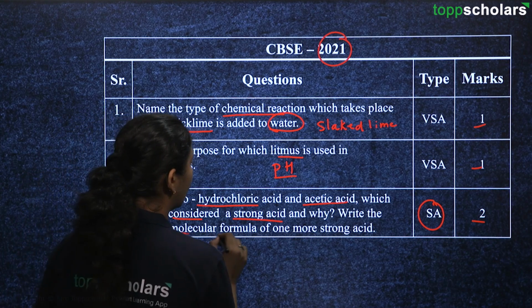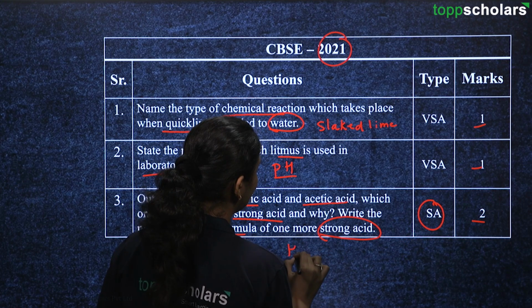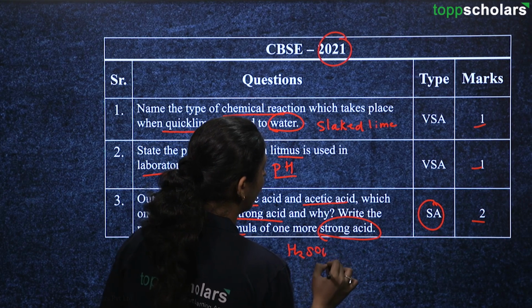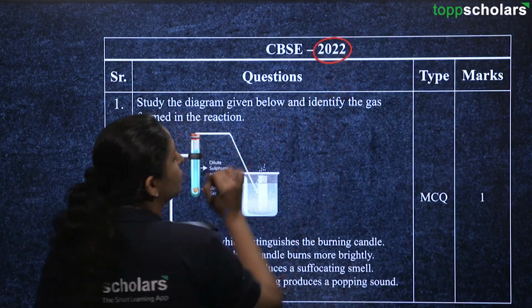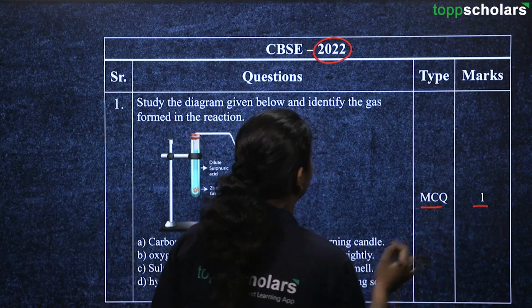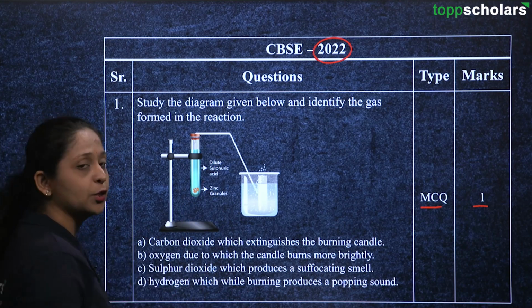You have to write down the molecular formula of one more strong acid. We can consider sulfuric acid as another strong acid. So, H2SO4 will be the chemical formula for sulfuric acid. From the year 2022, students, we have one more multiple choice question. You have to study the diagram and identify the gas which is formed here.